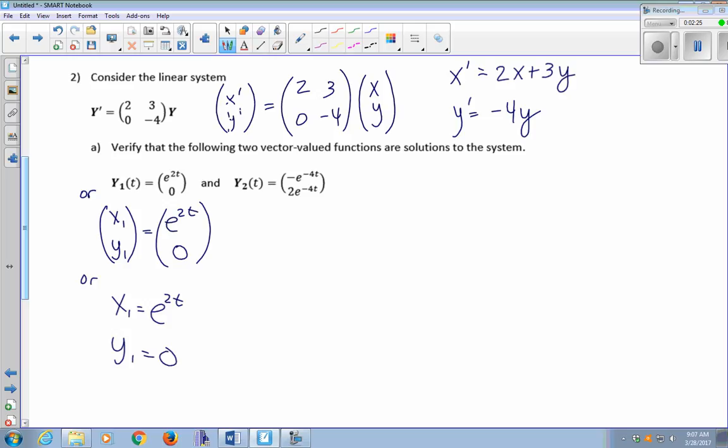And then let's do the same translation for y2. So another way to say that would be that since y is bold, that's actually a vector, x2, y2 equals negative e to the negative 4t and 2e to the negative 4t. So this is x2 on top and y2 on the bottom.